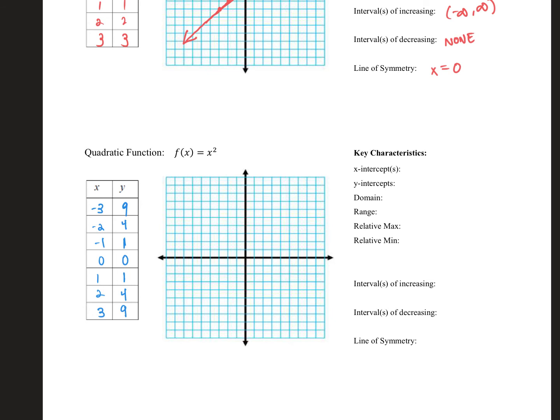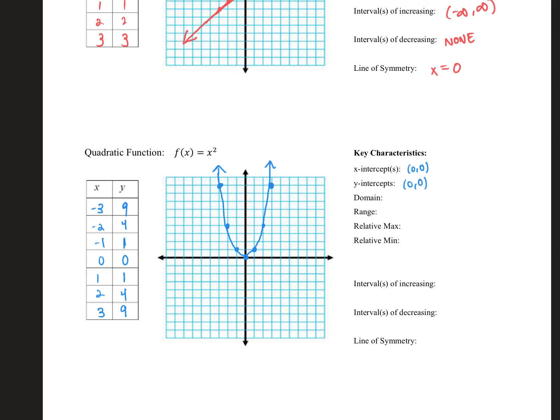So we plot -3, 9; -2, 4; -1, 1; 0, 0; 1, 1; 2, 4; 3, 9. And you can see here we have a U-shaped graph for this quadratic. Remember, that is called a parabola. X-intercepts, so it crosses the x-axis at 0, 0. Y-intercept is also 0, 0.